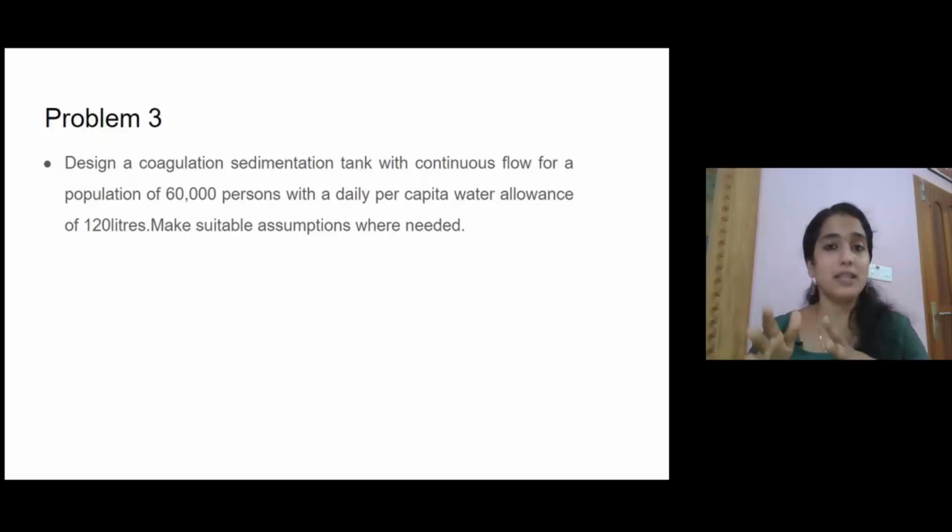Please write these 3 problems in 3 different pages so that we can continue this in the next session.